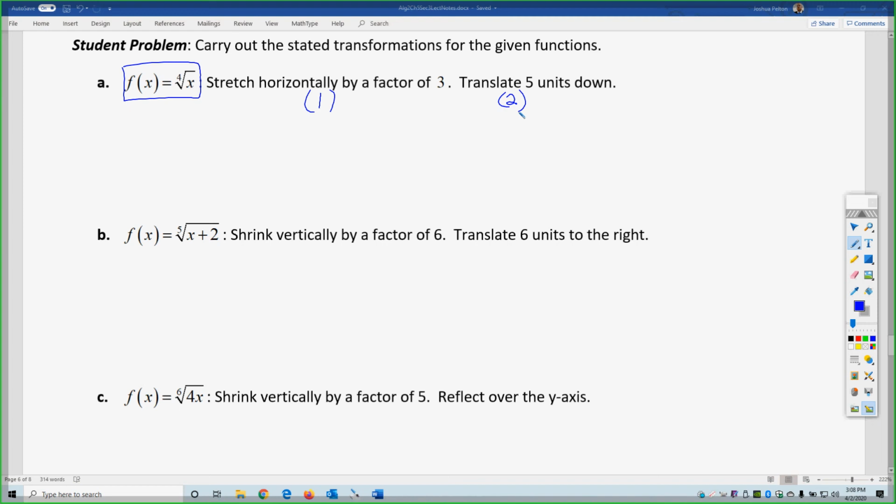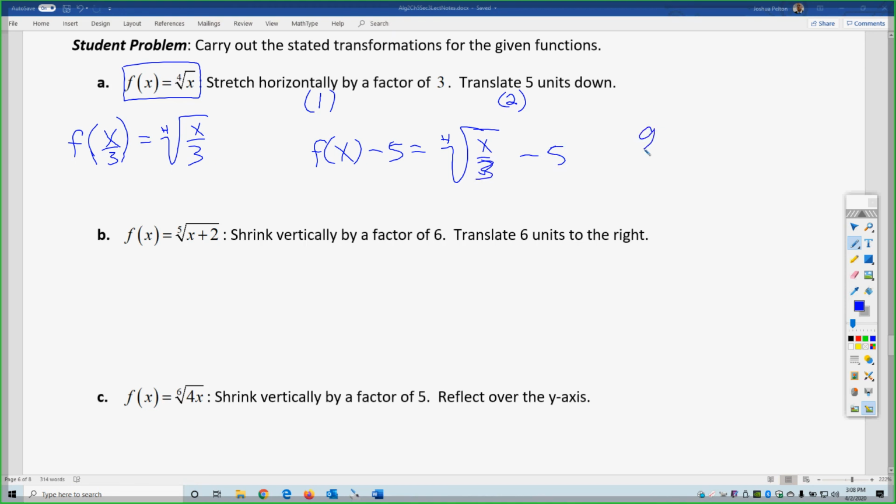So horizontally is on the inside, so f of, and by a factor of 3 stretching, I actually have to divide by 3 because it's counterintuitive, or multiply by 1/3. So it's the fourth root of x over 3, because we're replacing x with x over 3. Translate 5 units down is vertical. That's y, that's on the outside. So that's f of x minus 5.